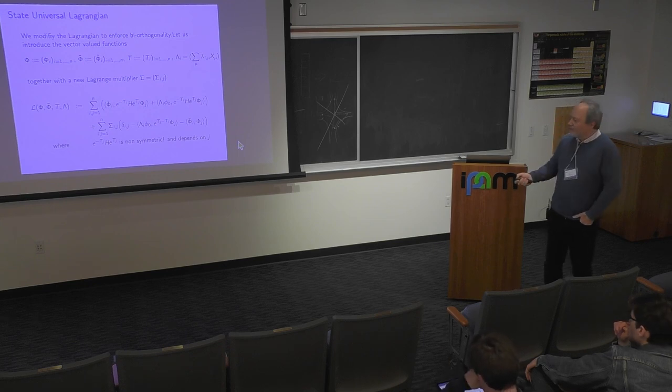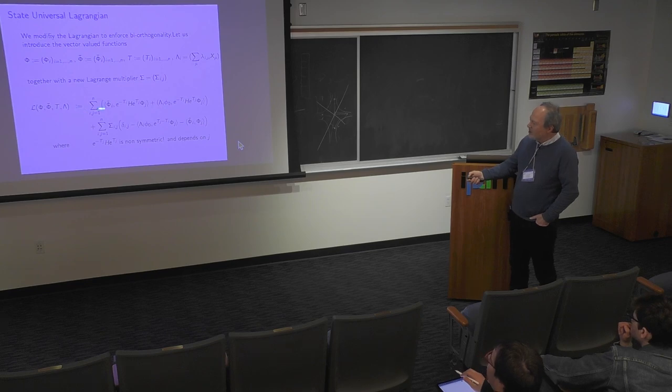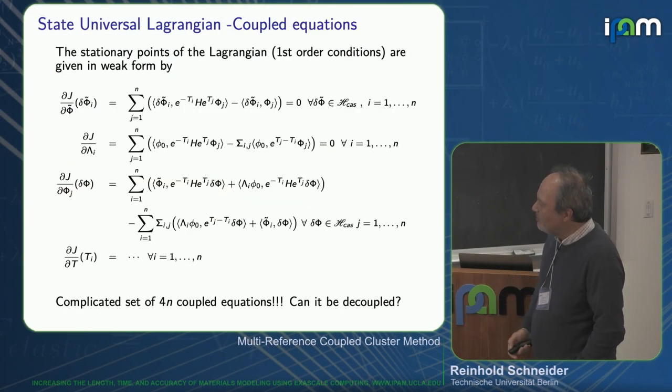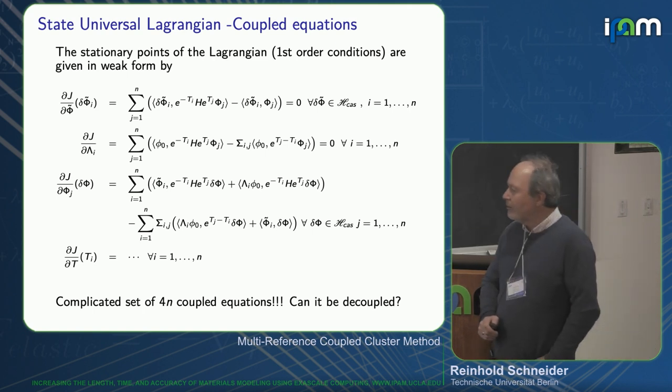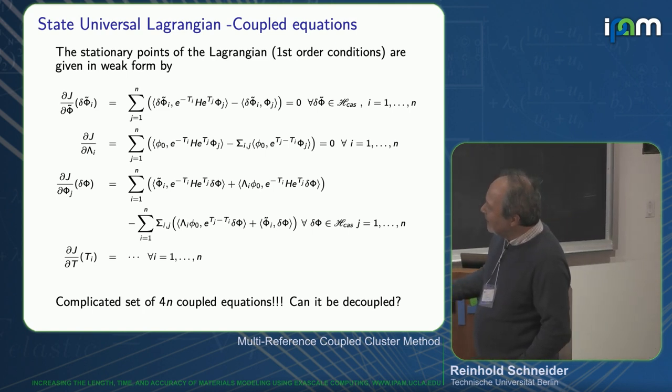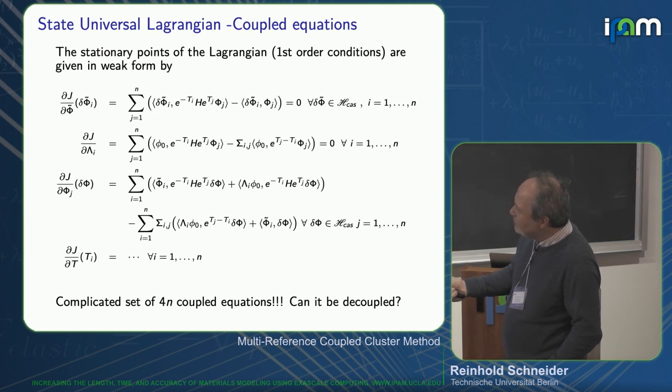But we make at first the formal ansatz with this Lagrangian, and then we obtain a bunch of coupled equations. A bunch of coupled equations, and it looks like this is not computable, because here I is not equal to J.